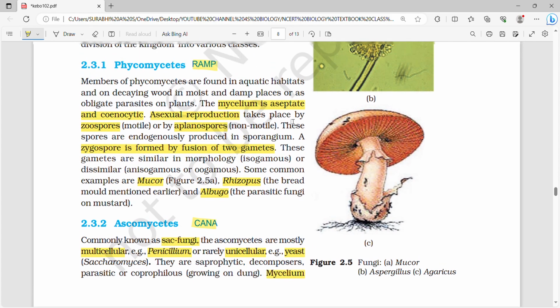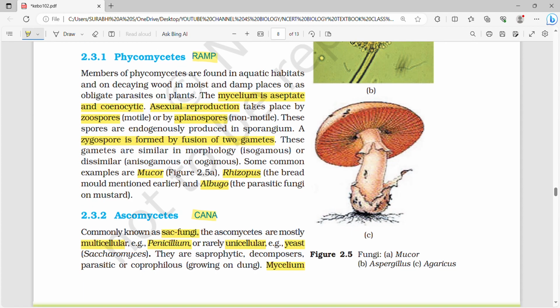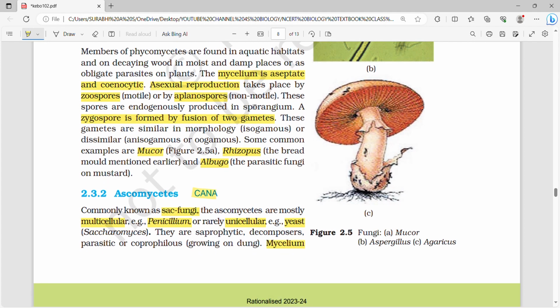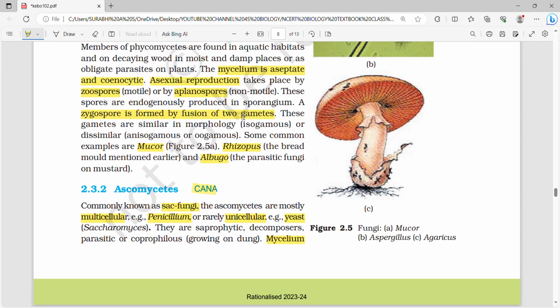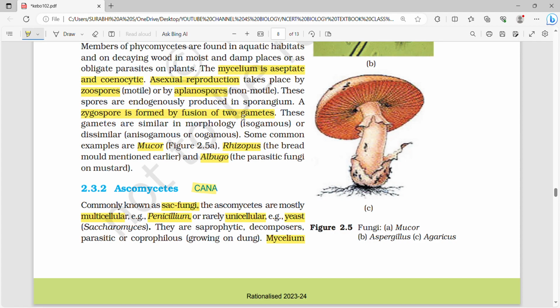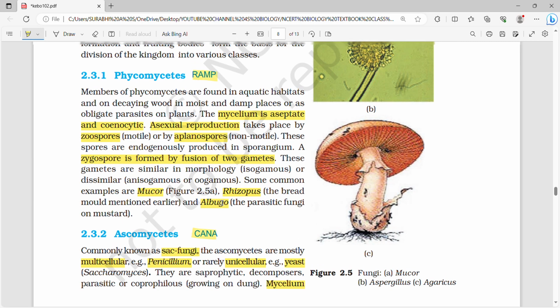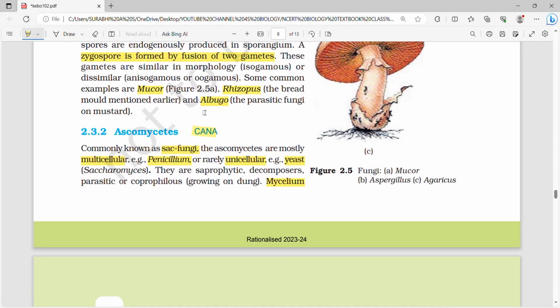First one is phycomycetes. Here the mycelium is aseptate and coenocytic, and asexual reproduction takes place by zoospores or aplanospores, and the zygospore is formed by the fusion of two gametes. Some common examples are Mucor, Rhizopus, and Albugo. You can remember this as RAMP: Rhizopus, Albugo, Mucor, phycomycetes. So this is RAMP.